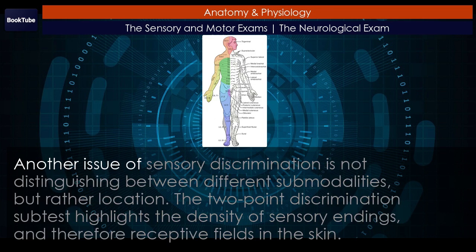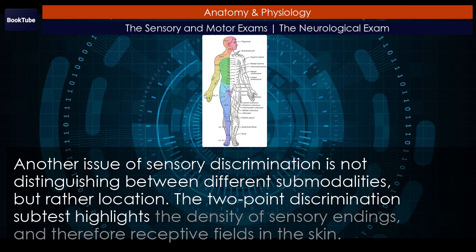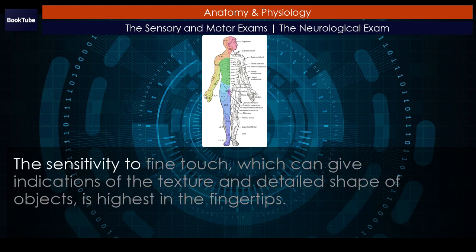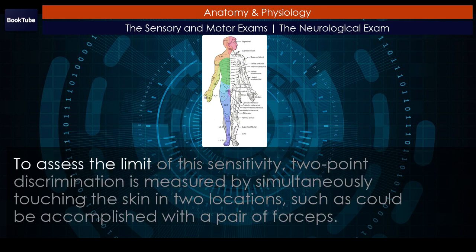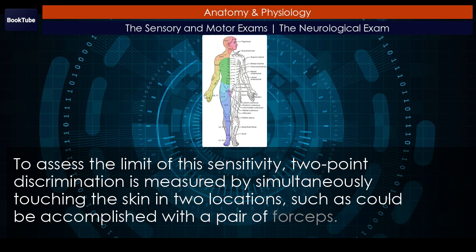Another issue of sensory discrimination is not distinguishing between different submodalities, but rather location. The two-point discrimination subtest highlights the density of sensory endings, and therefore receptive fields in the skin. The sensitivity to fine touch, which can give indications of the texture and detailed shape of objects, is highest in the fingertips. To assess the limit of this sensitivity, two-point discrimination is measured by simultaneously touching the skin in two locations, such as could be accomplished with a pair of forceps.